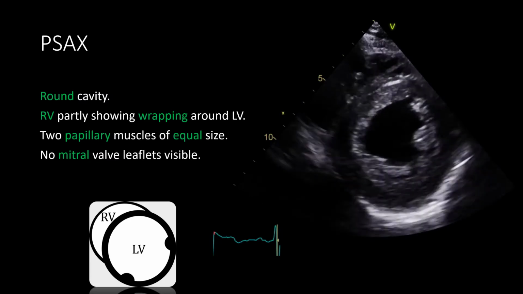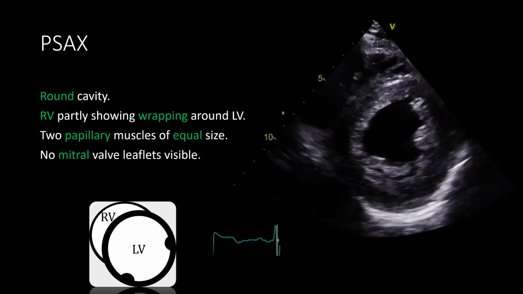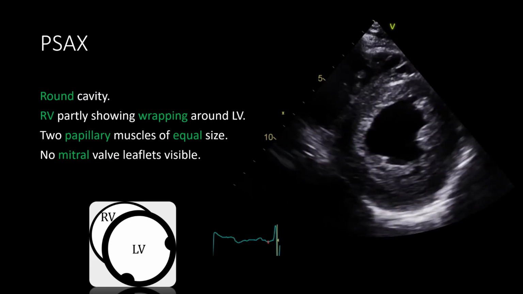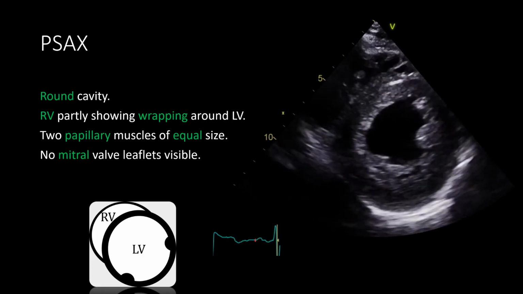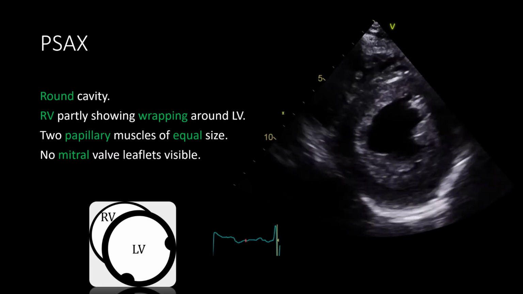Usually, it is difficult to get the full RV into view, and only part of it will wrap around the LV. The two papillary muscles should be seen and be of equal size, and finally, no part of the mitral valve should be visible.